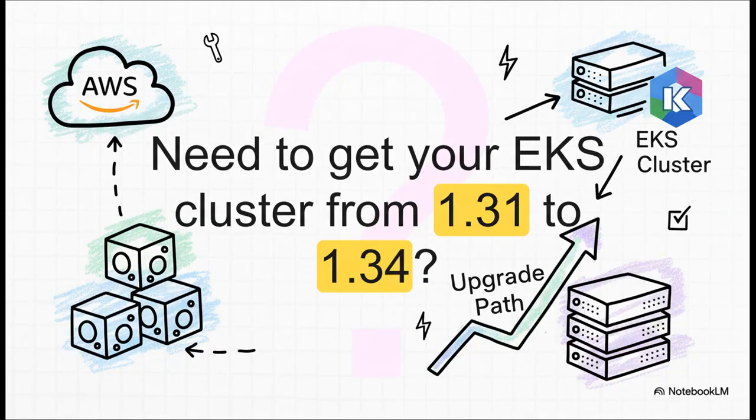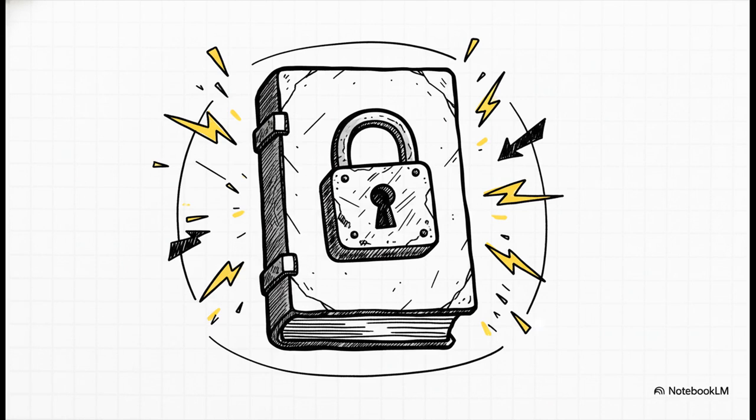So, you're staring at your cluster. It's sitting there on version 1.31, and the big goal is to get it all the way up to 1.34. Seems simple enough, right? But this isn't just one big leap. It's a journey with a very specific, and I mean specific, set of rules. And when I say rules, I'm not kidding. In the entire world of EKS upgrades, there is one fundamental law that dictates this whole process. And trust me, breaking it is just not an option.